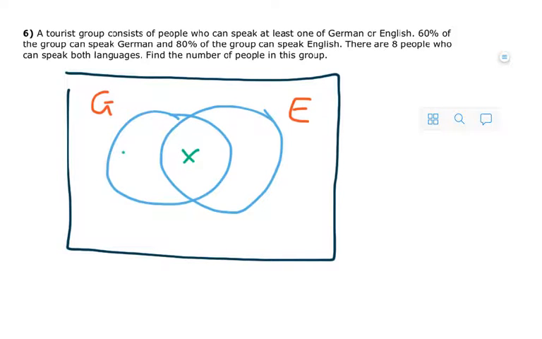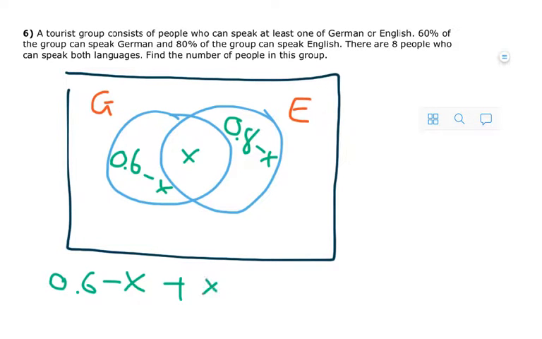So it's an unknown, so we call it X. We could then call this part here 0.6 minus X, or label that part 0.6 minus X. And similarly, if we've got 80% to speak English, we can call it 0.8 minus X. And so when we add up all of those 3 segments, 0.6 minus X plus 0.8 minus X, what we should get is a total of 100%, or 1 if we're talking in decimals.